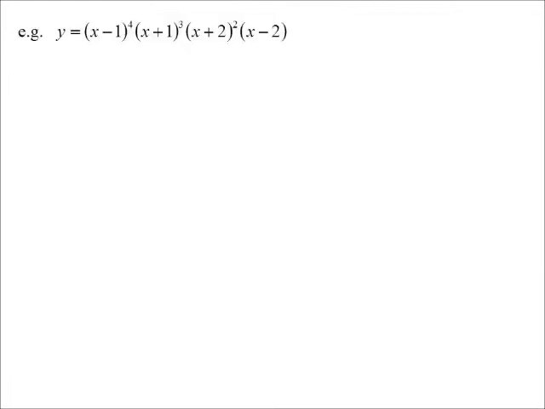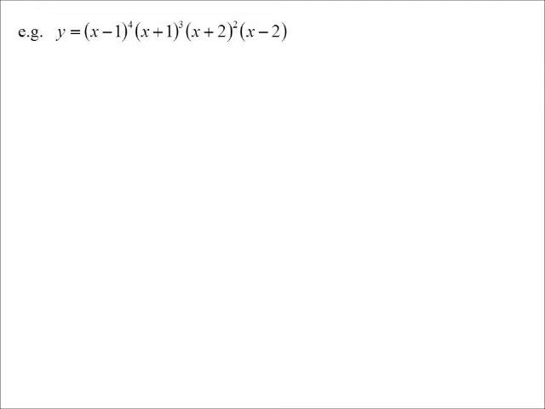Alright, let's do another one. So I've got x minus 1 to the 4, x plus 1 cubed, x plus 2 squared, x minus 2. We know that the constant on this one's going to be -1 to the power of 4, that's +1. 1 cubed, that's also +1. 2 squared, so we're up to 4, -2. We know that's at -8.